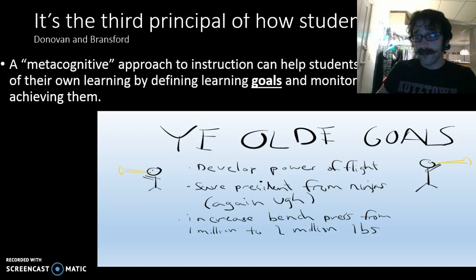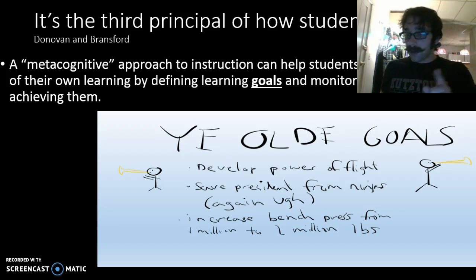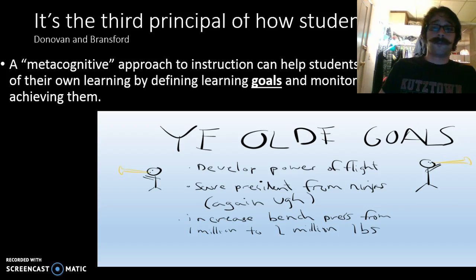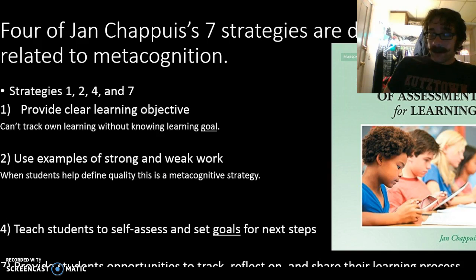Bransford and Donovan's third principle of how students learn highlights the value of metacognition. A metacognitive approach to instruction can help students learn to take control of their own learning by defining learning goals and monitoring their progress in achieving them. Chopuis also sees the value in metacognition. Strategies 1, 4, and 7 are absolutely essential to metacognition. Strategy 2 is also metacognitive as long as students are helping to define quality. The 7 strategies are a progression that result in a metacognitive approach to learning.